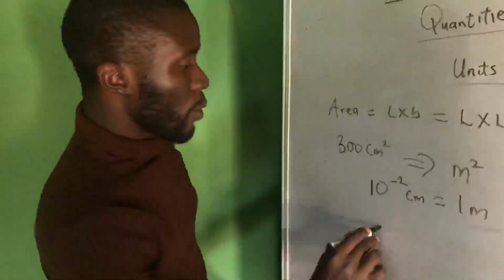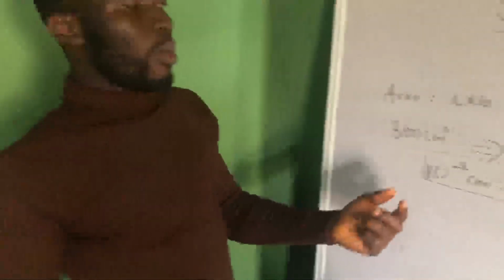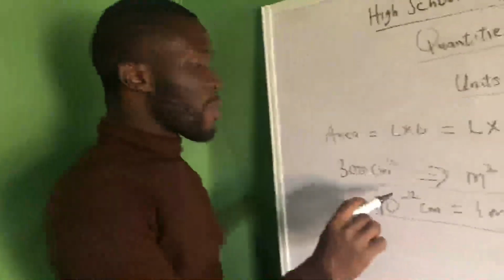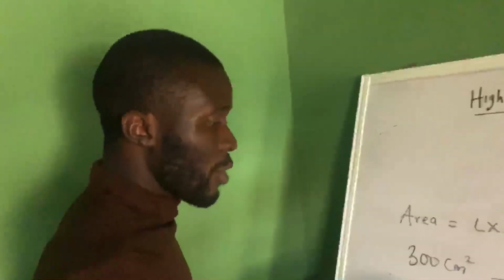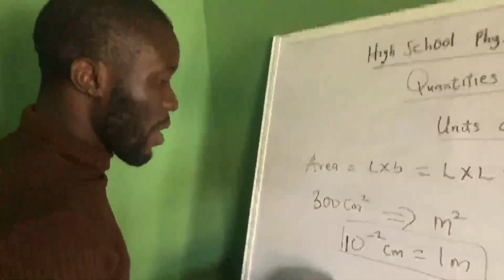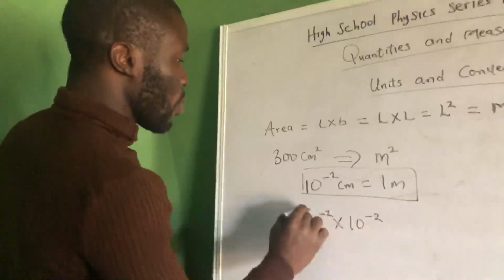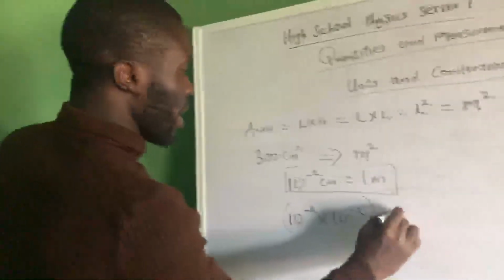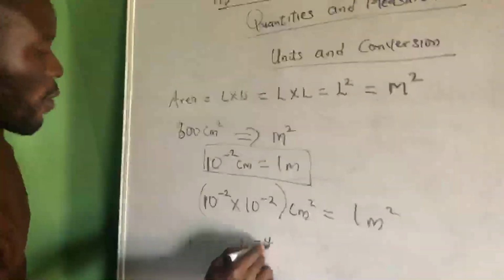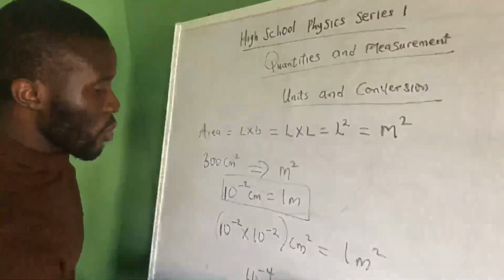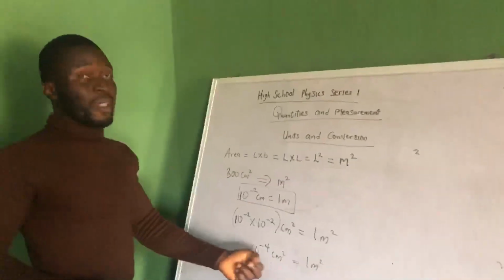Now this is still length conversion, but we are talking of area here. How do we convert 10 raised to the power minus 2 centimeter to area? That's the first thing we are going to do. So this will be 10 raised to the power minus 2 times 10 raised to the power minus 2 centimeter square equals 1 meter square. And this will be 10 raised to the power minus 4 centimeter square equals 1 meter square. So this is area conversion now. 10 raised to the power minus 4 centimeter square is the same thing as 1 meter square.